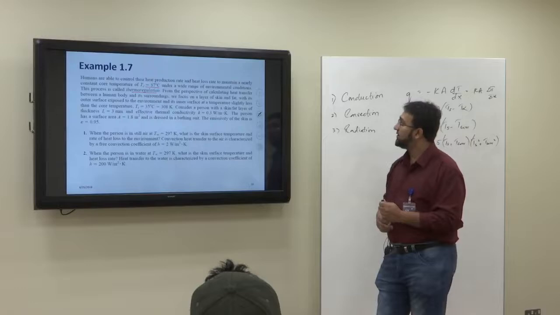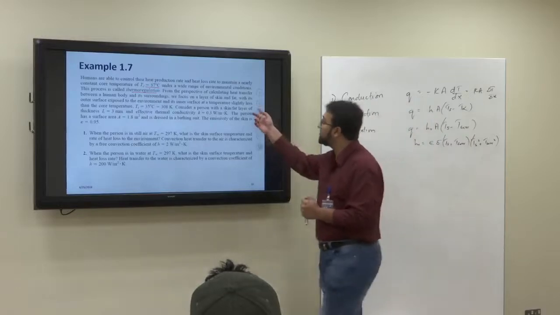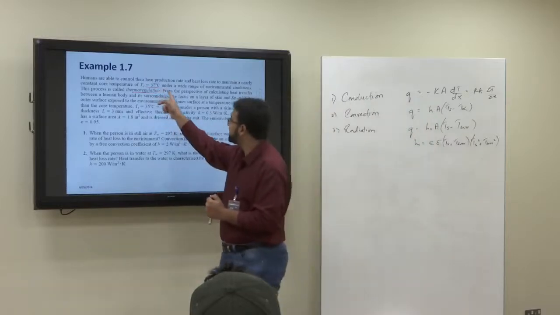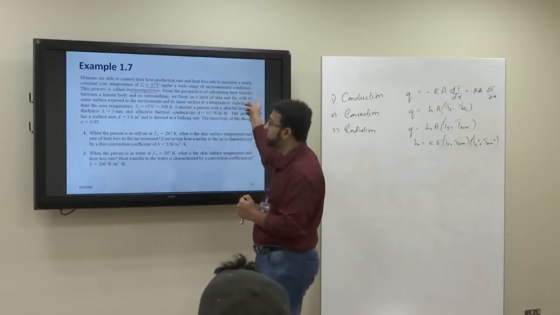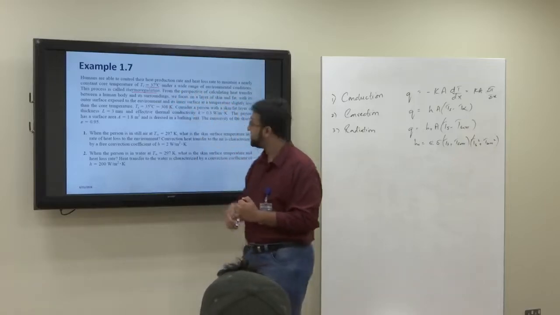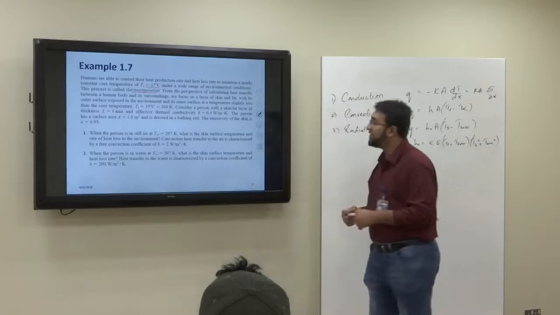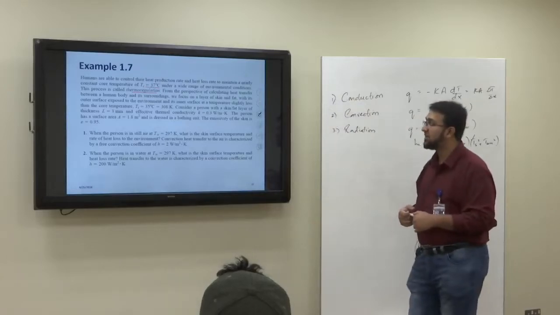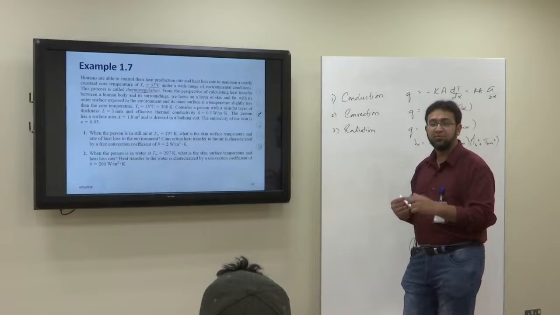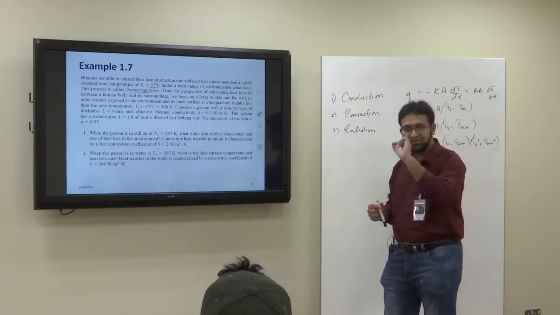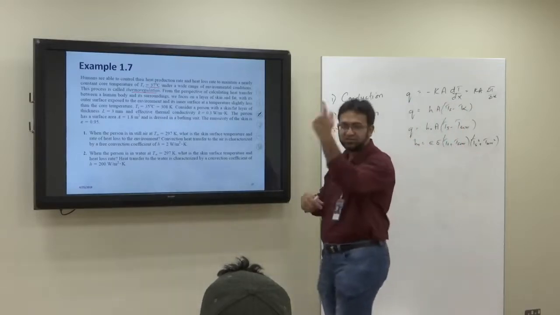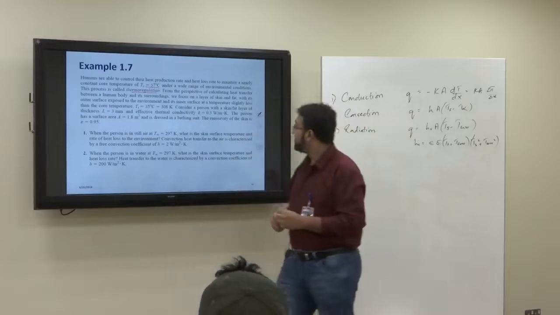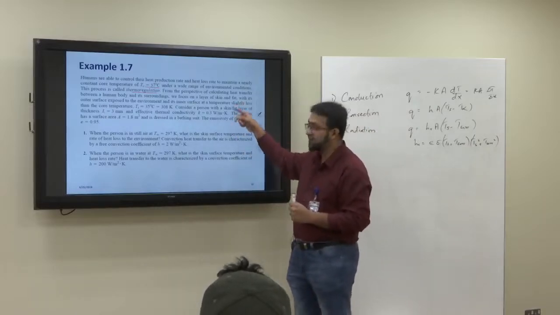So we have a constant core temperature of 37 degrees centigrade under a wide range of environmental conditions. This process is thermoregulation. From the perspective of calculating heat transfer between the human body and its surrounding, we are interested in determining the heat transfer between the human body and its surrounding. We focus on the layer of skin and fat.